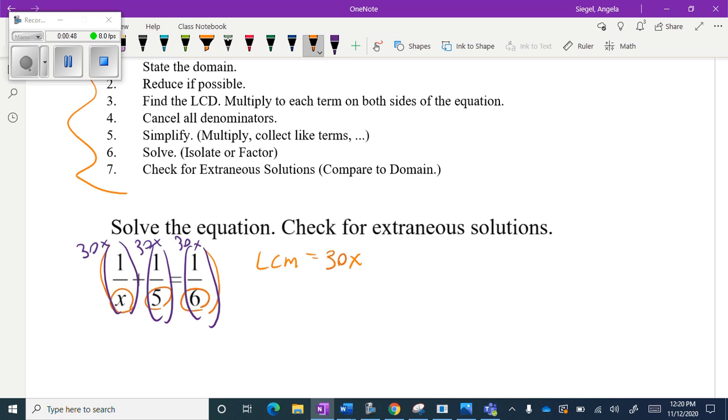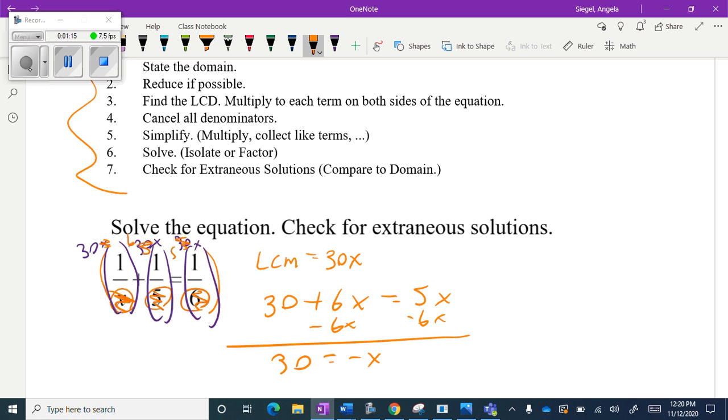Okay, so when I do that, these x's cancel out. So I'm left with 30 plus, this 5 goes into 30 6 times. So 6x equals, the 6 goes into 30 5 times, 5x. And so now it becomes really simple. So I'm just going to subtract the 6x on both sides, and I get 30 equals negative x. So x equals negative 30.